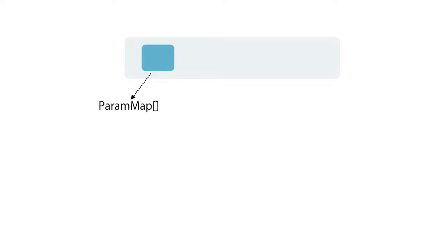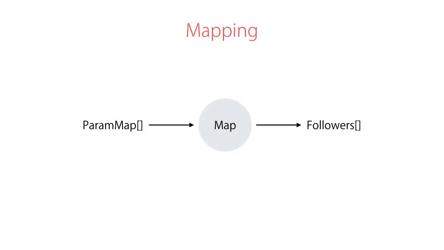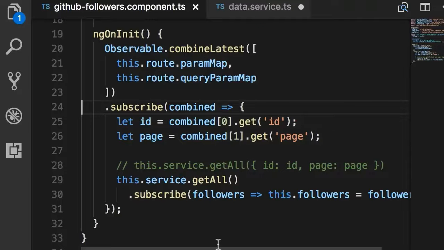So here we're subscribing to an observable, and every item in this observable is of type param_map_array. Now, similar to how we use the map operator in our data service, we can use the map operator and map a param_map_array into followers array. So we'll give it this param_map_array as an input, and as the output we'll get the followers array.